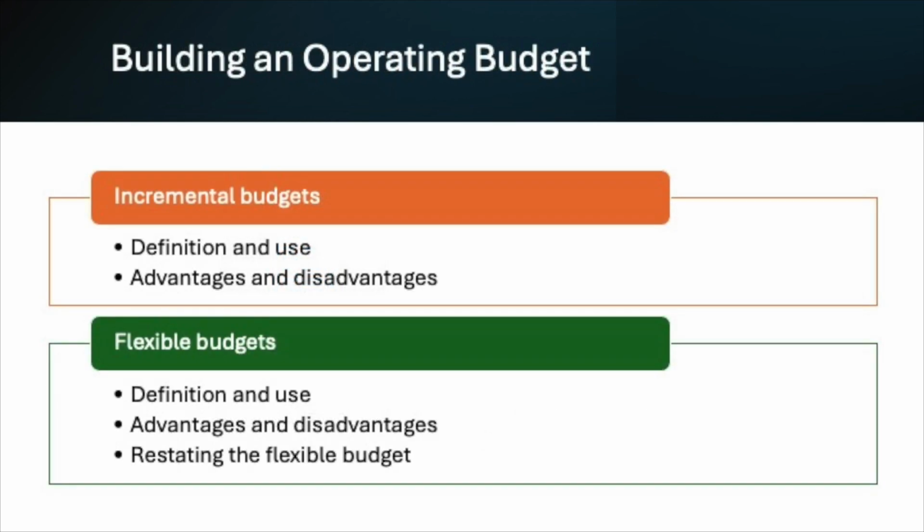Incremental budgets are based on forecasted output and do not change if actual output differs from the forecast. They are easy to prepare when output is predictable. Flexible budgets create a preliminary budget based on forecasted output and are restated at the end of the budget period when actual output is known. They provide more or fewer resources depending on actual output.